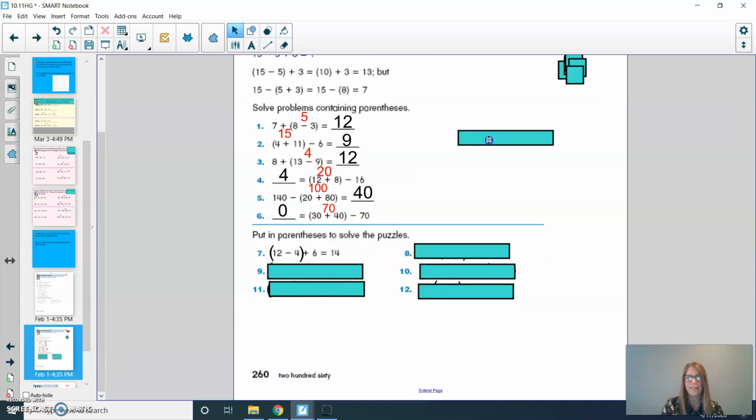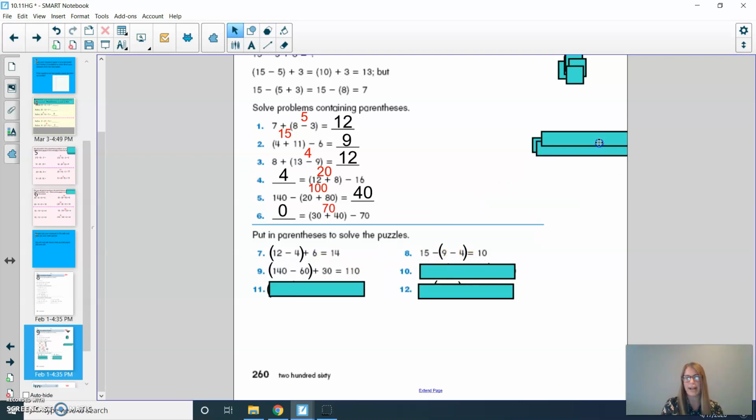For question number 7, in order to make that true, I would need to do 12 minus 4 first. And then if I add the 6, I would get 14. For question number 8, I would need to do 9 minus 4 first. 9 minus 4 is 5. 15 minus 5 is equal to 10. For question number 9, I would need to do 140 minus 60 first. Then if I add my 30, I would get 110.